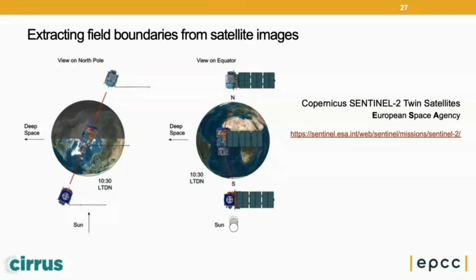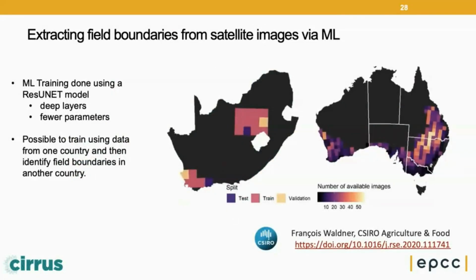This particular use case uses images that were taken by the Copernicus Sentinel-2 satellites that orbit the Earth's poles. In previous work, they found that they could take satellite images from, say, South Africa and use those to train a neural network, and then expose that neural network to images taken from Australia, and it could also identify the field boundaries successfully for a different country to what it was trained on.